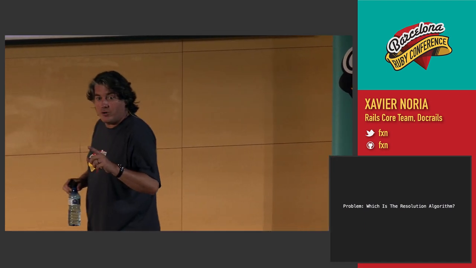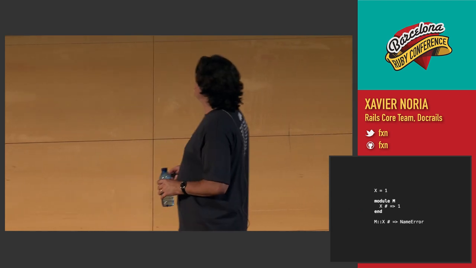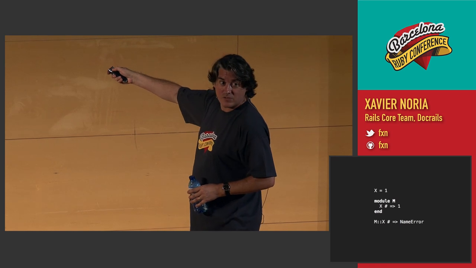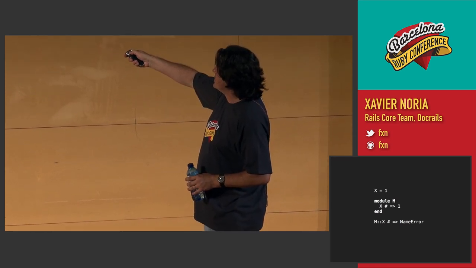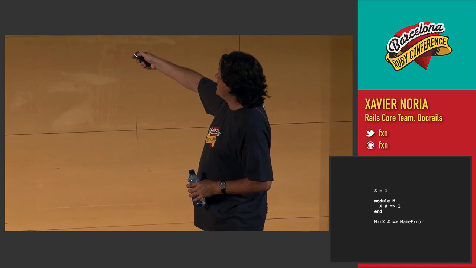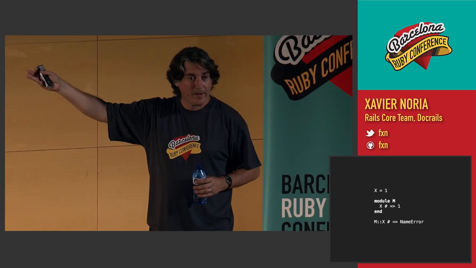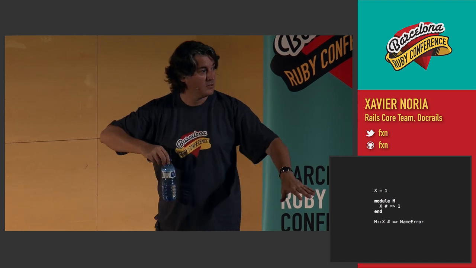The other thing that you don't know is which algorithm failed to find the constant. So if the algorithm is the one for relative constant names, like this one, this is going to find one, which is a top-level constant. Why? Because it checks in M. X in M is not defined, let's assume that. Ancestors, there are no ancestors for M. Then it checks Object. So you find X, right?